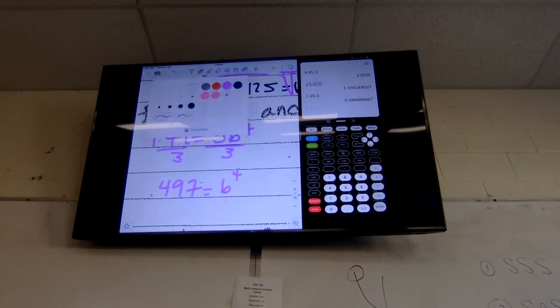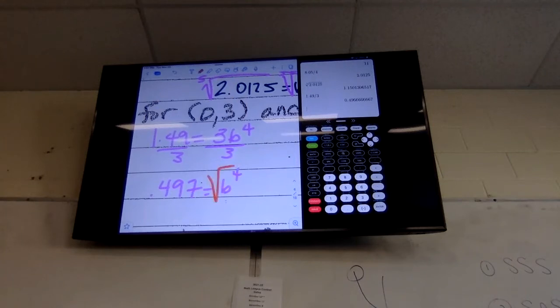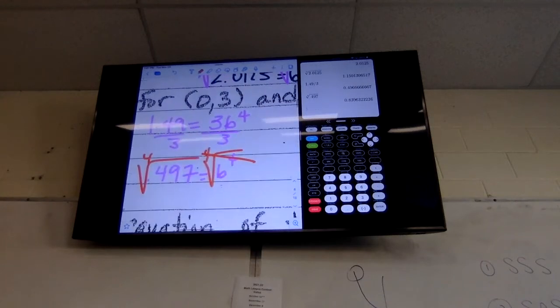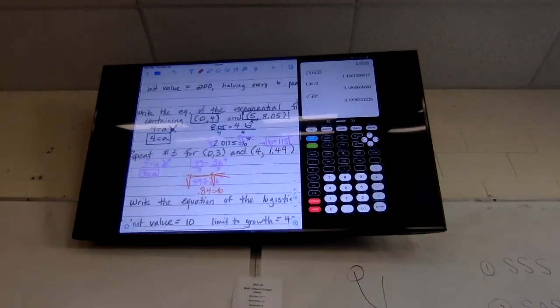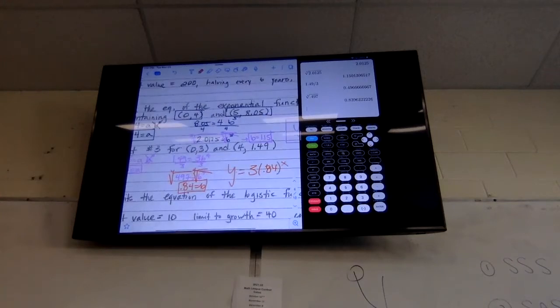So now when I do that cube root, or sorry, not cube root, we're going to do a 4th root now because the exponent was 4. So when you go to your calculator, either press 4 and then press math, or do your math and get your little radical and make sure that 4 is the little guy out front. 0.497, and so my answer is 0.84. So my equation is y equals 3 times 0.84 raised to the x.